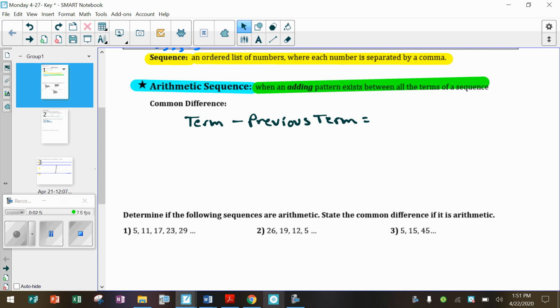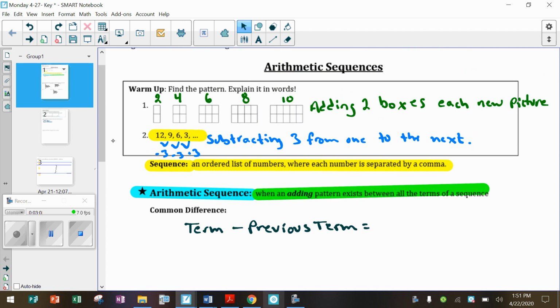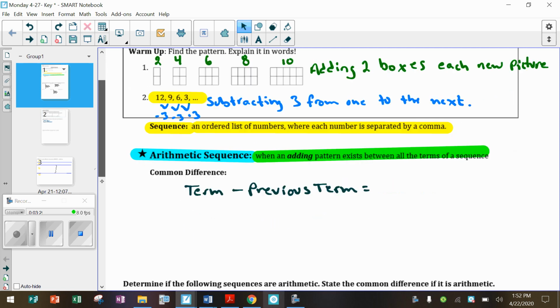The reason why it's called a common difference is because we take a term in our list and subtract the one before it. So we would take 9 from our example 2, subtract 12, and find our common difference of negative 3. Or we could take 6, subtract the previous term of 9, and get a difference of negative 3. Or we could take the 3, subtract the previous term of 6, and get a common difference of negative 3.